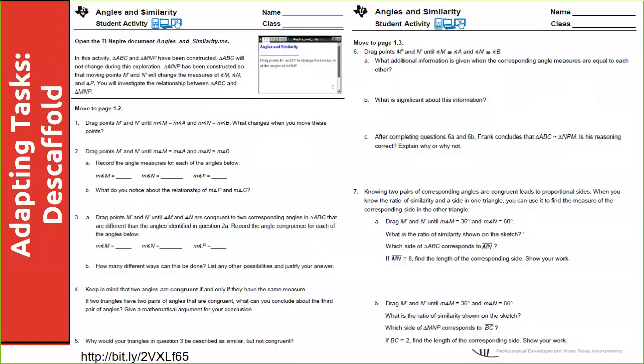So we'll give another minute here, see if anyone comes up with some additional ideas, and then we'll share our example.